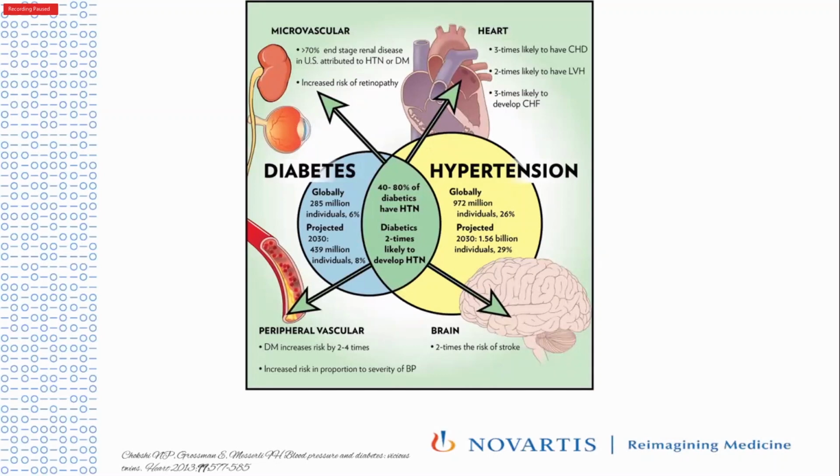Again, here you see hypertension and diabetes, the way they work, and they affect both the peripheral vessels, they affect the heart, they affect the kidneys, they affect the brain. Next slide.